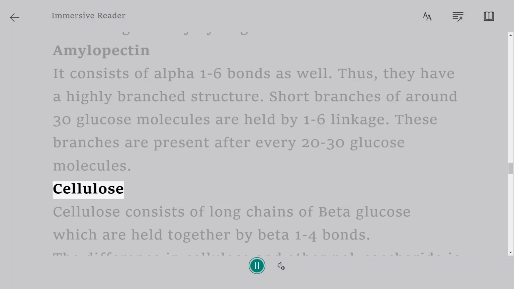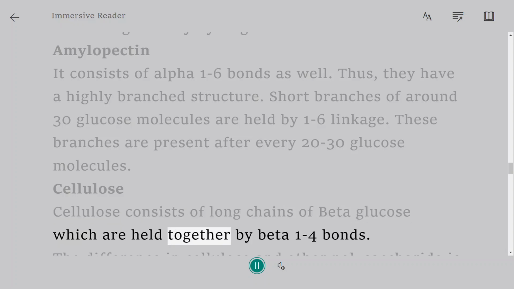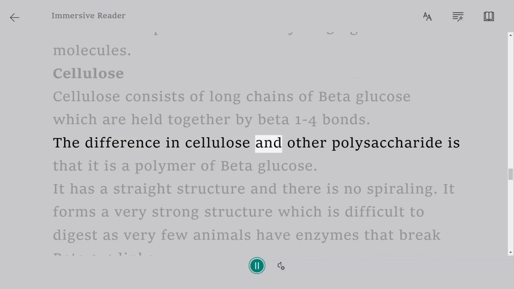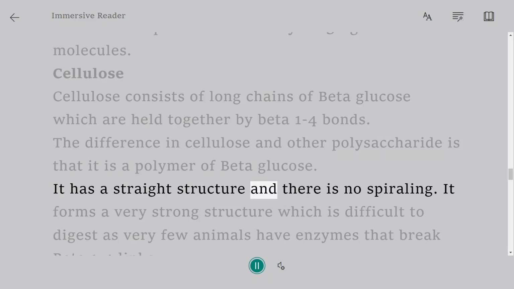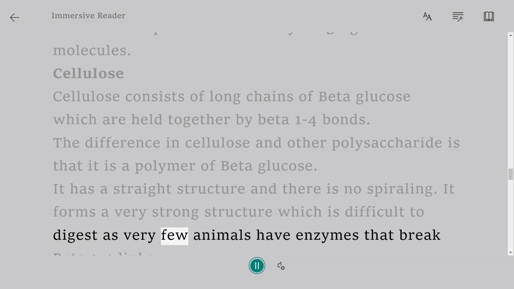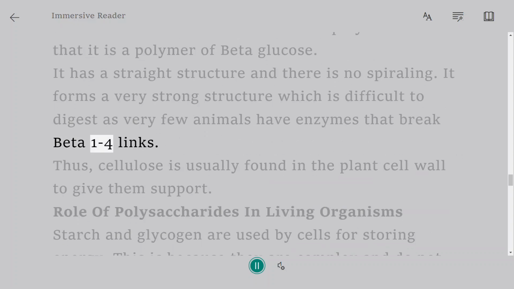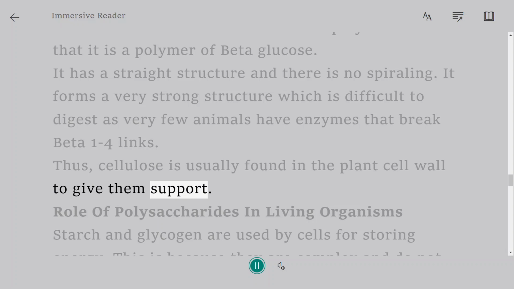Cellulose. Cellulose consists of long chains of beta glucose which are held together by beta 1 to 4 bonds. The difference in cellulose and other polysaccharides is that it is a polymer of beta glucose. It has a straight structure and there is no spiraling. It forms a very strong structure which is difficult to digest as very few animals have enzymes that break beta 1 to 4 links. Thus, cellulose is usually found in the plant cell wall to give them support.